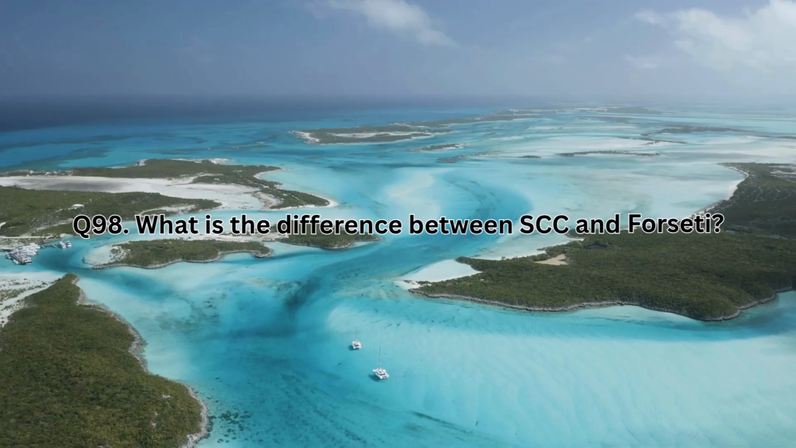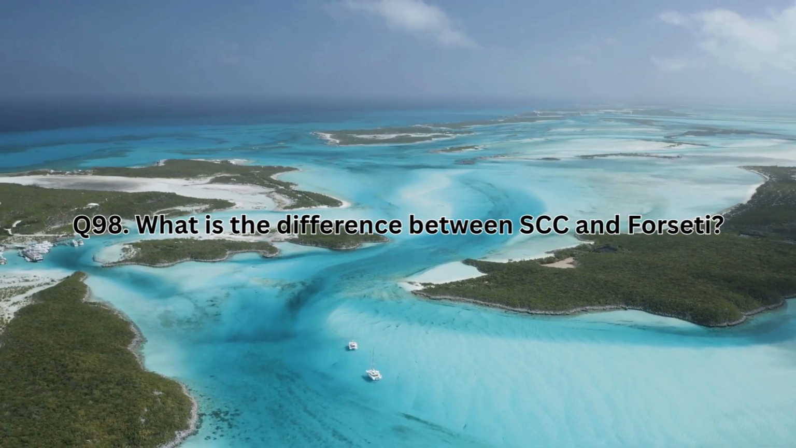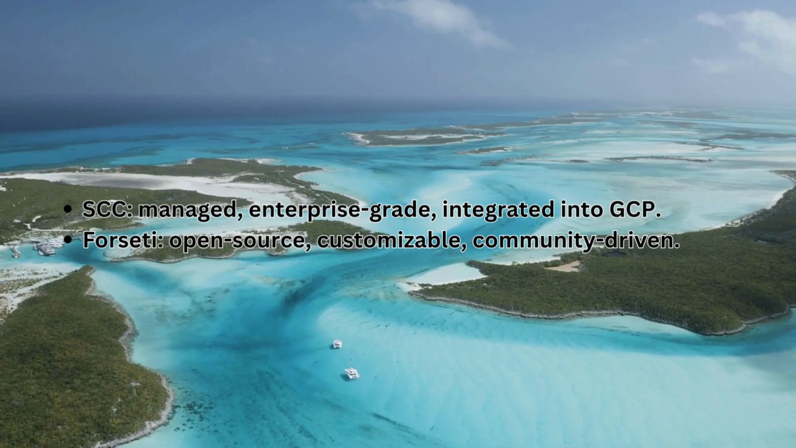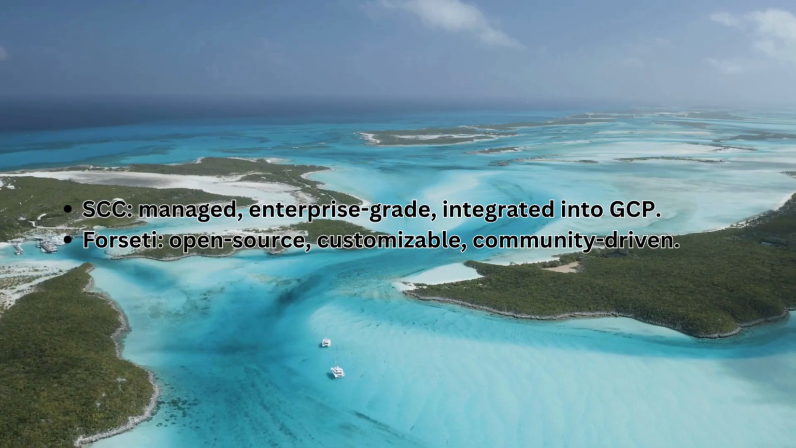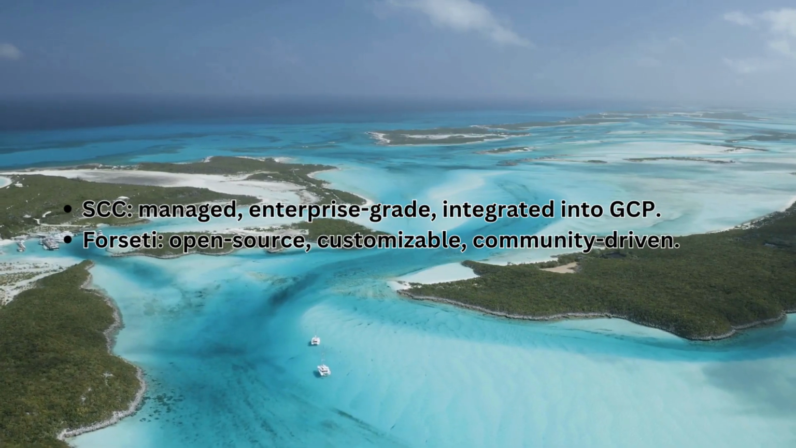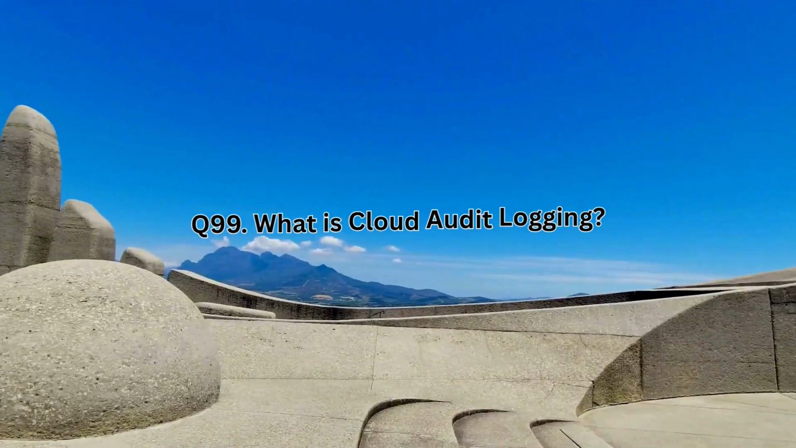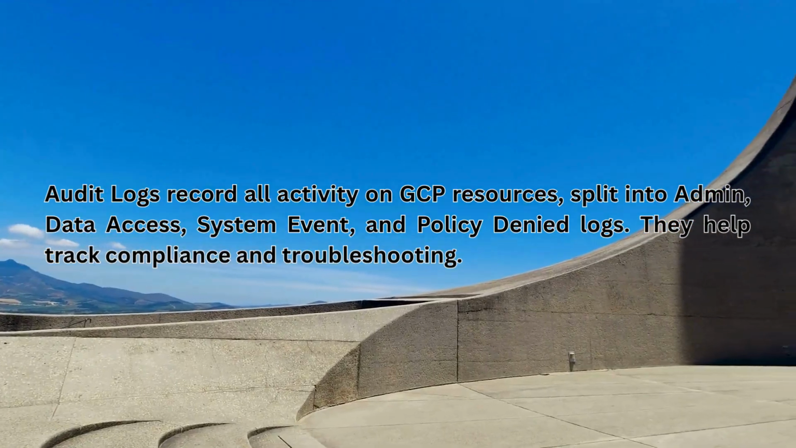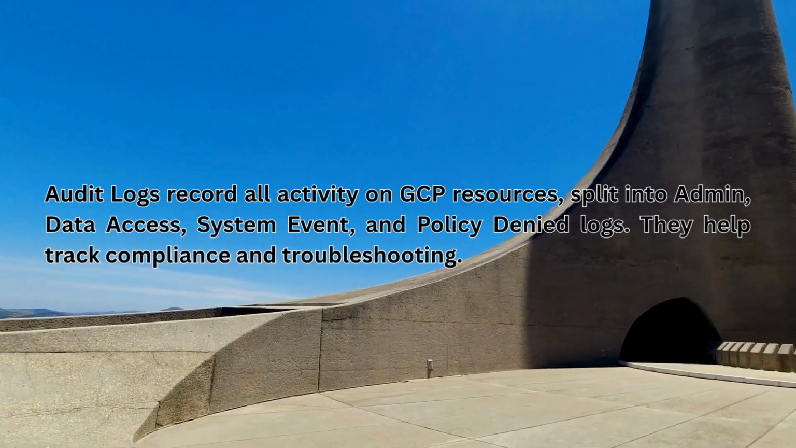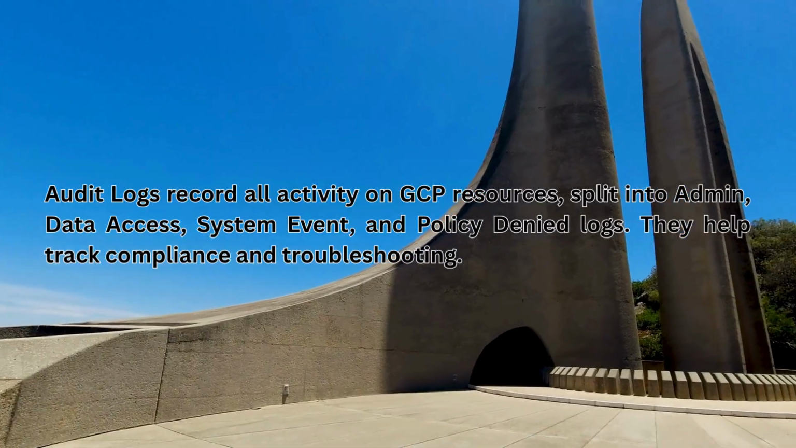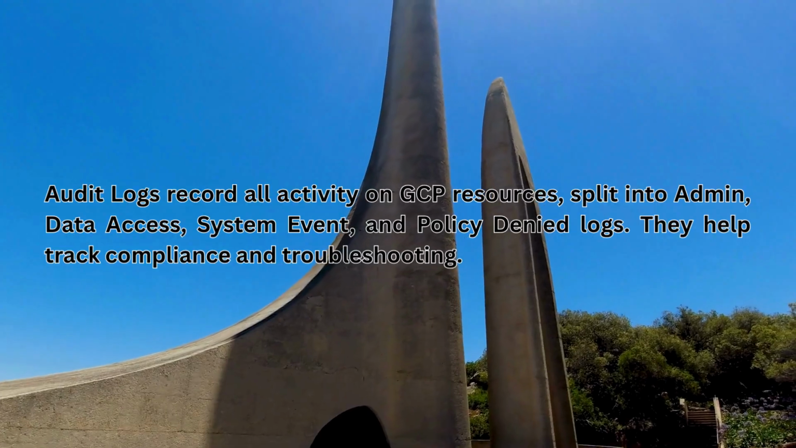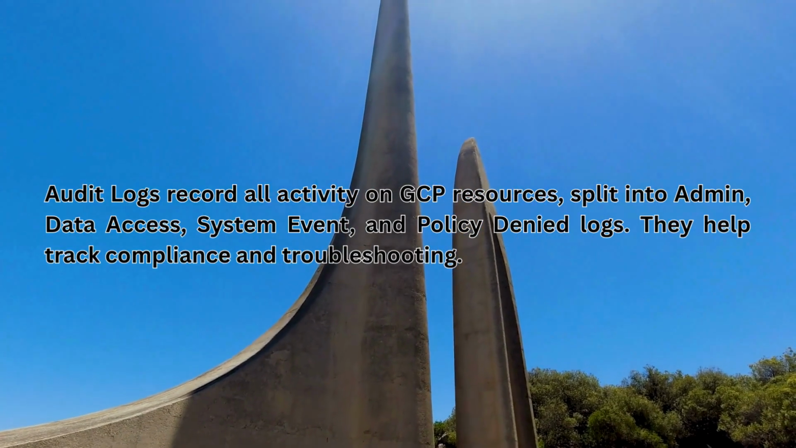What is the difference between SCC and Forseti? SCC: managed, enterprise-grade, integrated into GCP. Forseti: open source, customizable, community-driven. What is Cloud Audit Logging? Audit logs record all activity on GCP resources, split into admin, data access, system event, and policy denied logs. They help track compliance and troubleshooting.